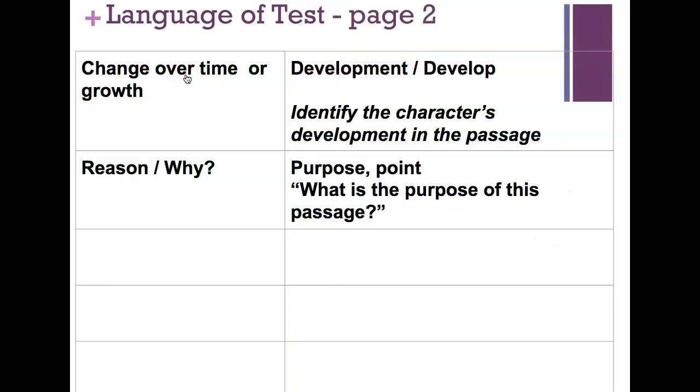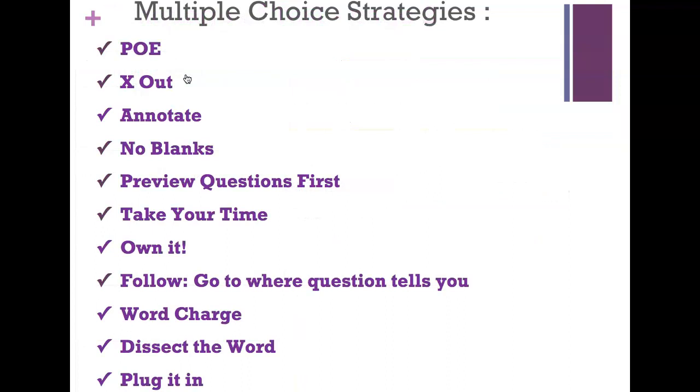I want to quickly go over the multiple choice strategies. So these are strategies that I expect you to know. You'll have the handout in your notebook, and you'll refer to these strategies throughout the rest of the year, and especially between now and the ELA MCAS in March and the Math MCAS in May. They're very similar strategies that you can use for both.